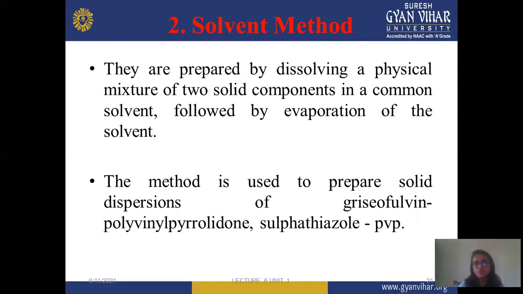This method is used to prepare solid dispersions of glycerol, polyvinyl chloride, sulfathiazole, and PVP is an example. Solvent method means we take both compounds in a solid state but use a liquid solvent for dissolving. After dissolving, you evaporate all the liquid solvent, and after evaporation, we use this particular compound.